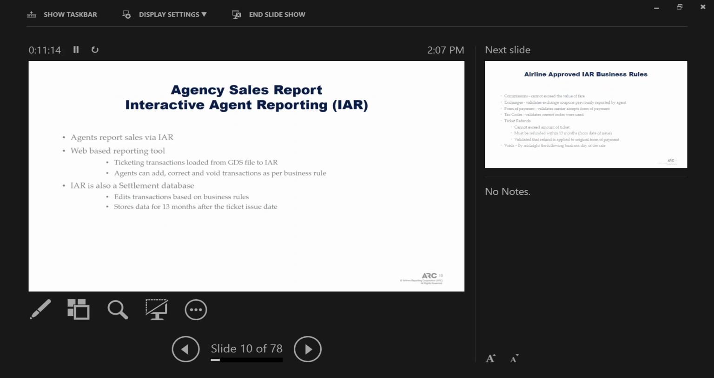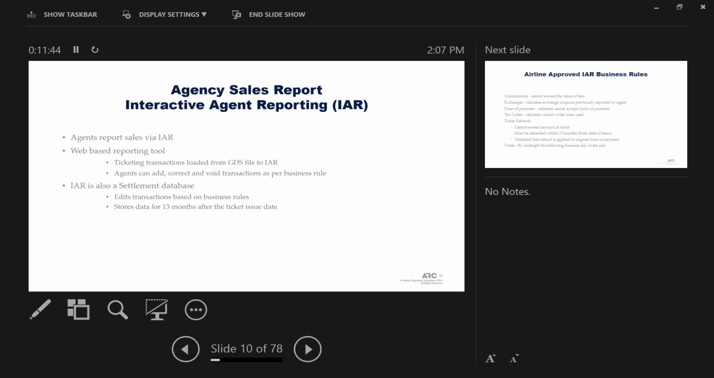Agency Sales Report, Interactive Agent Reporting, or we refer to it as IAR. IAR is where agents report sales via their IAR tool. It's a web-based tool, and the ticketing transactions load directly from the GDS files into IAR. Agents can add, correct, and void transactions as per the business rules.